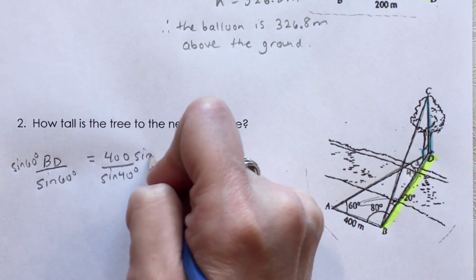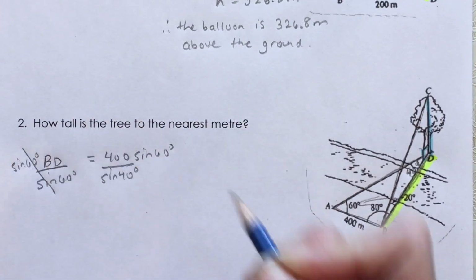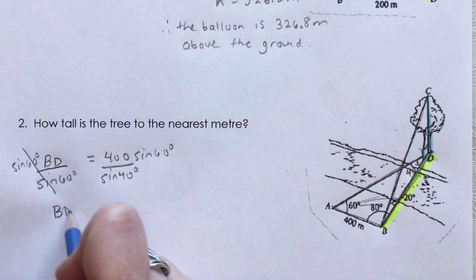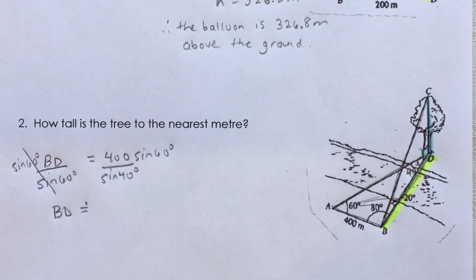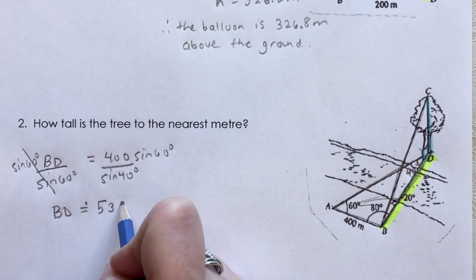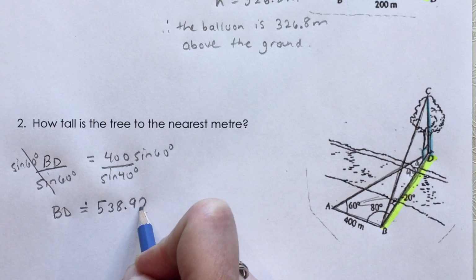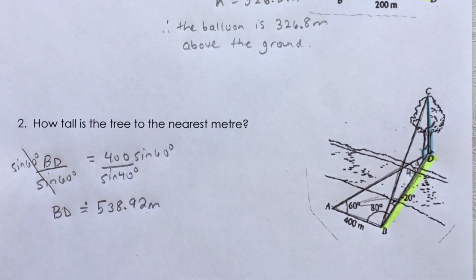Multiply both sides by the sine of 60 so that we can isolate BD. So I'm doing 400 times the sine of 60 degrees divided by the sine of 40 degrees. And we end up getting 538.92 meters. Just keeping an extra decimal place because I'm going to use that number again.